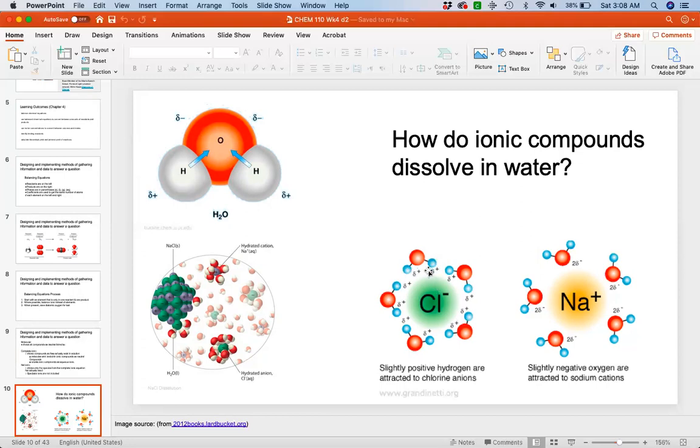The partial positive, so in this case, the hydrogen side of the water molecule, orients towards chloride, where the oxygen, or the partial negative side, orients towards sodium. And so our slightly positive hydrogens are attracted to the chloride anions, whereas the slightly negative oxygens are attracted to the sodium cations. And so if we think about then how this would behave in an actual solution, we have our sodium chloride, and it becomes dissolved, where these ions are separated away from the solid, and they become surrounded by water molecules.